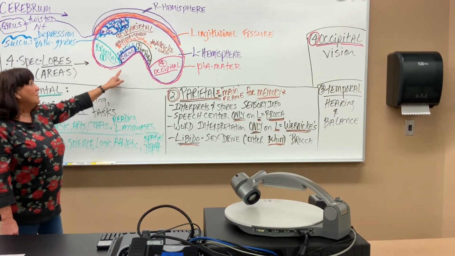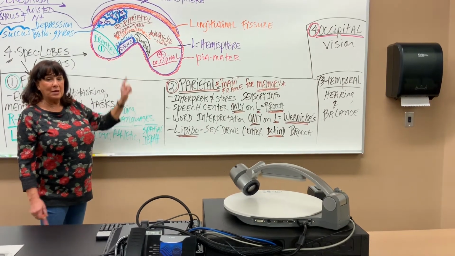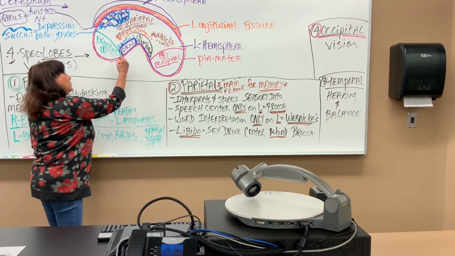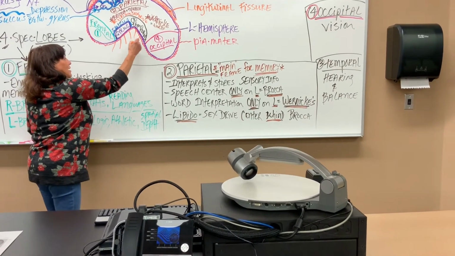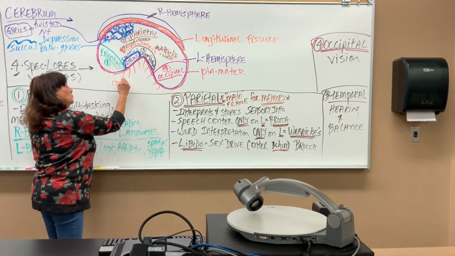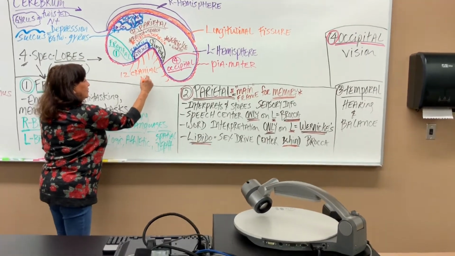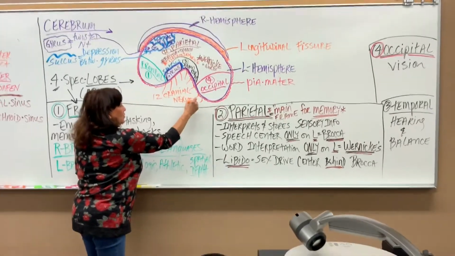And of course, there are 12 cranial nerves that come off of here. 12 cranial nerves that will be coming off of your cerebrum, right? So don't forget those, the 12 cranial nerves.